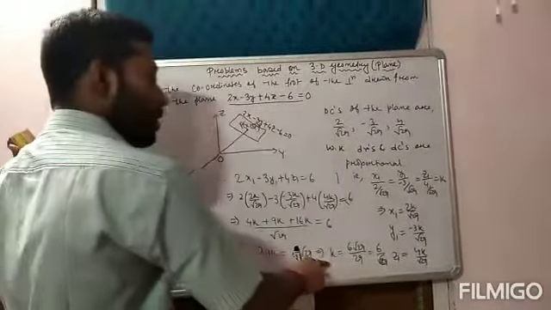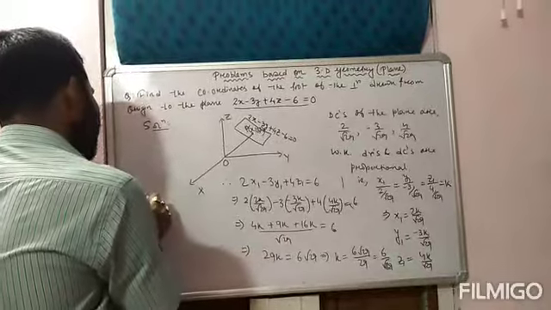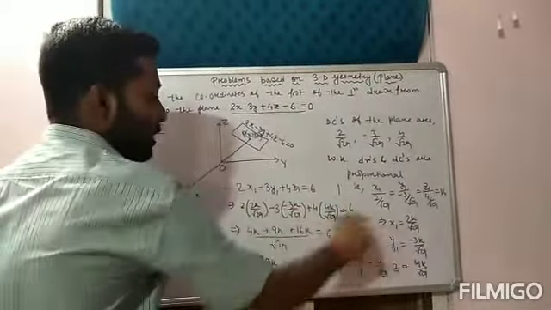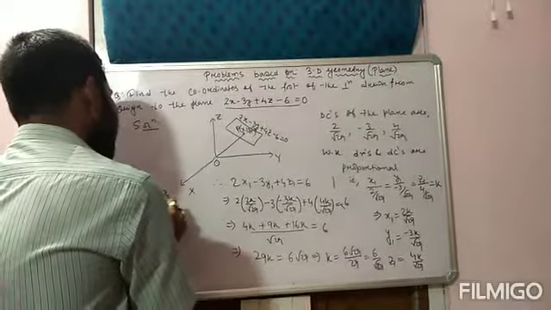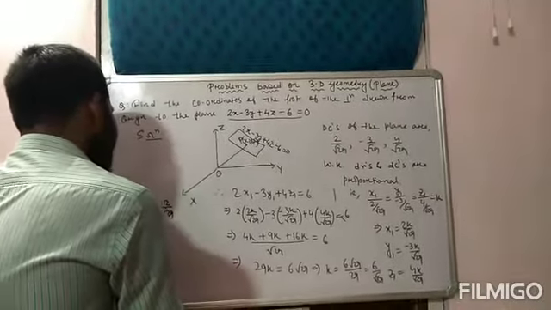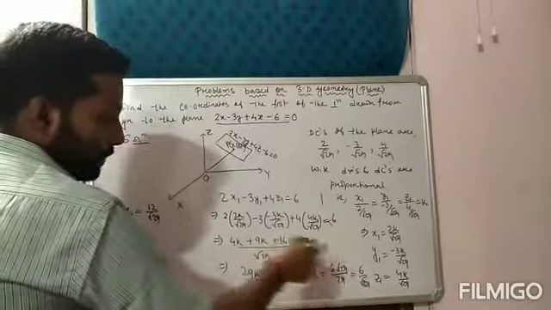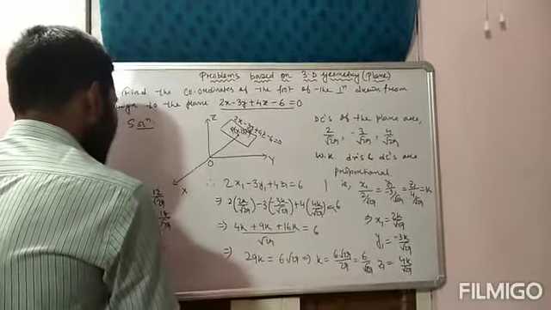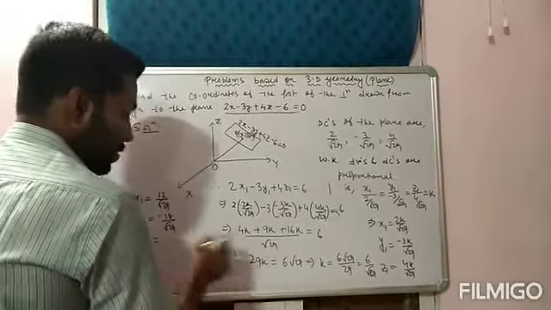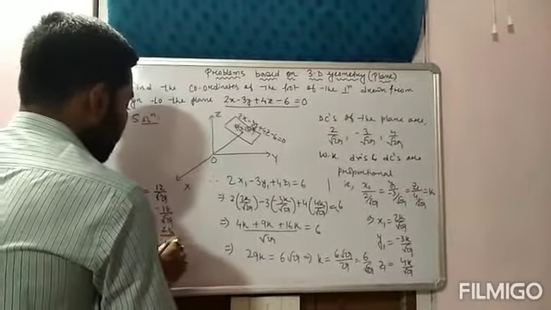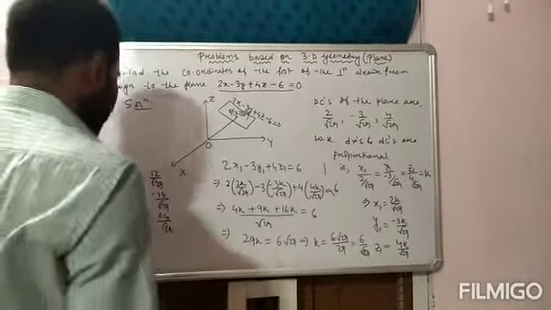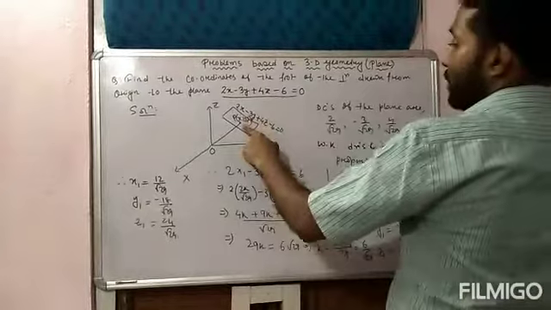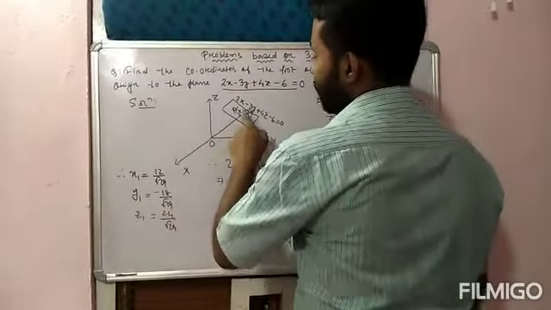Now since we know the value of k, therefore we can say x1 is equal to, put the value of k here, x1 is equal to 12 by root 29, y1 is equal to minus 18 by root 29, and z1 is equal to 24 by root 29. So these are the coordinates of the foot of the perpendicular drawn from origin to the plane.